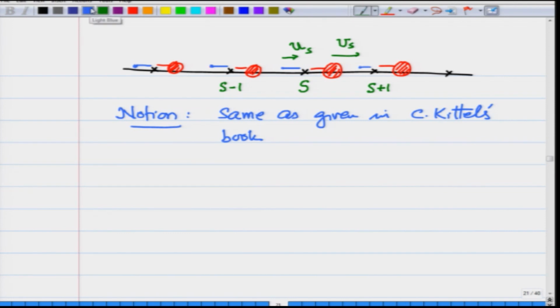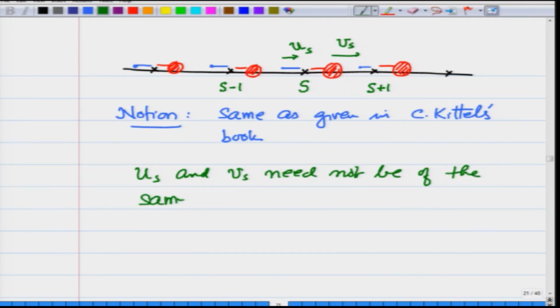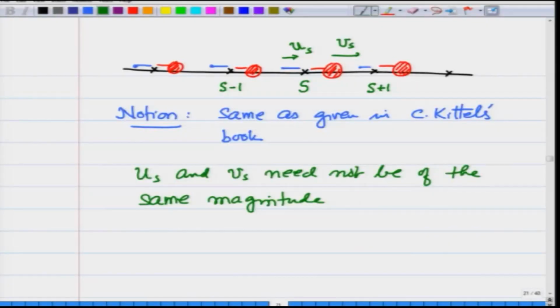Now, these u_s and v_s need not be of the same magnitude. Why? Because one atom could be heavier than the other, the heavier atom would move less, the lighter atom would move more, and so on. So, these are two different kinds of atoms, two different kinds of motion, and now we write the equation of motion.